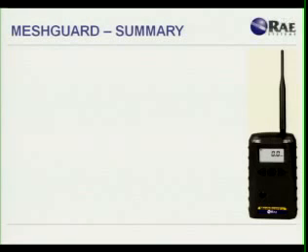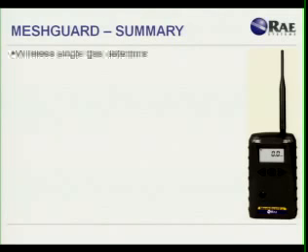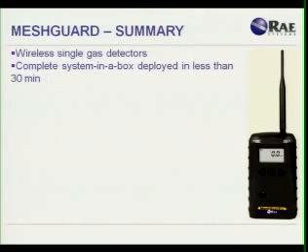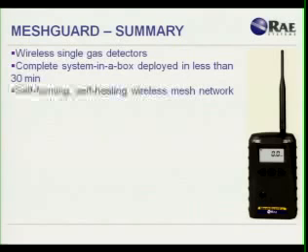Okay, a quick summary. Most of you are familiar with MeshGuard, so I don't want to go too much into the details, but here is a quick summary of what the MeshGuard system does. They are all wireless single-gas detectors. A complete system in a box can be deployed in less than 30 minutes. They form a self-forming, self-healing wireless mesh network. Essentially, that means the radios are smart enough to reconfigure themselves, and they always find the best path for the data to get from the detector back to your controller.